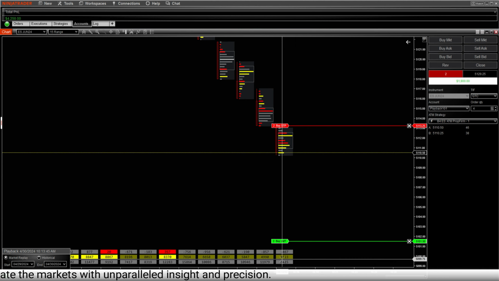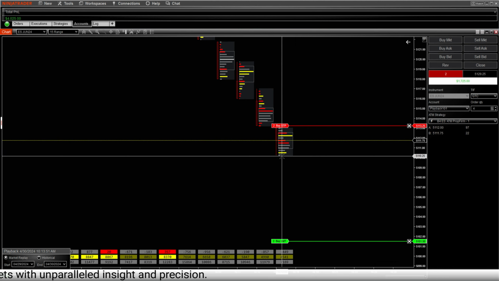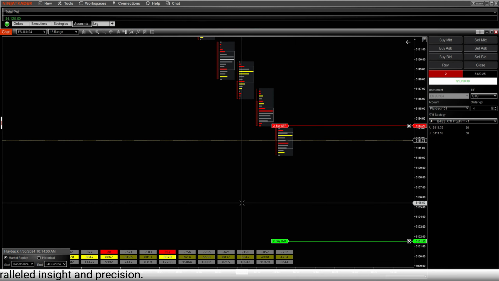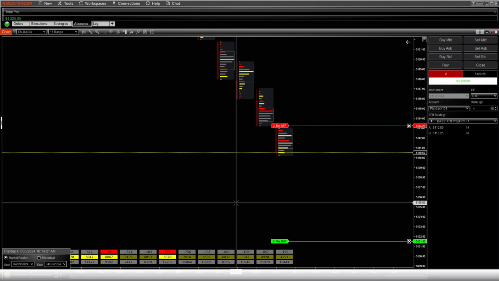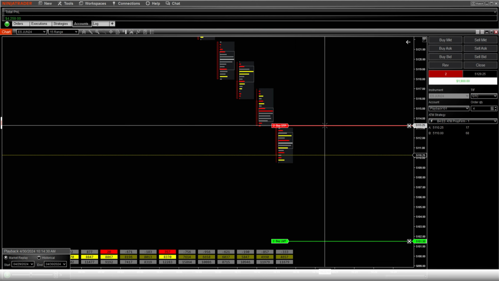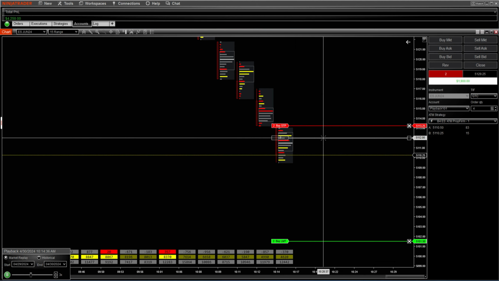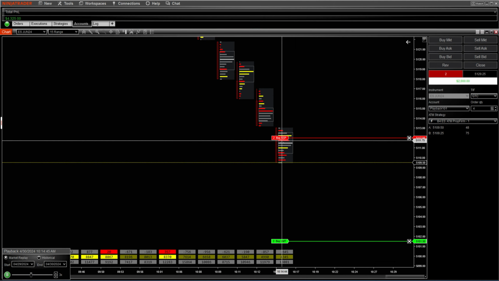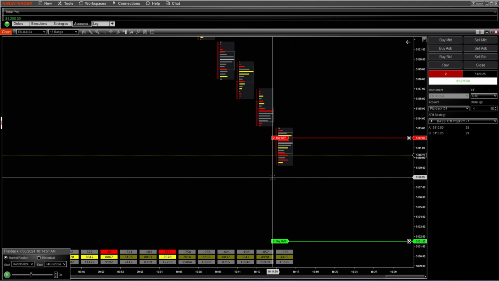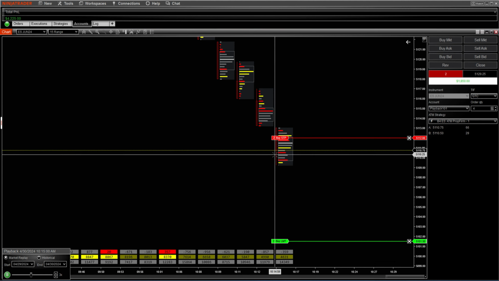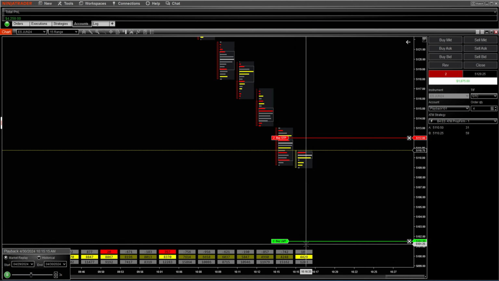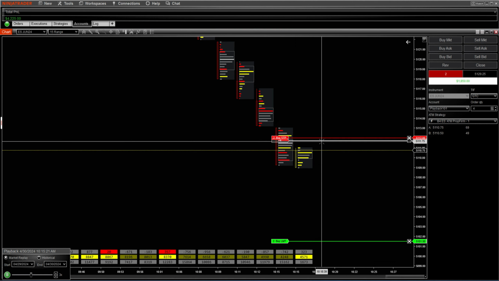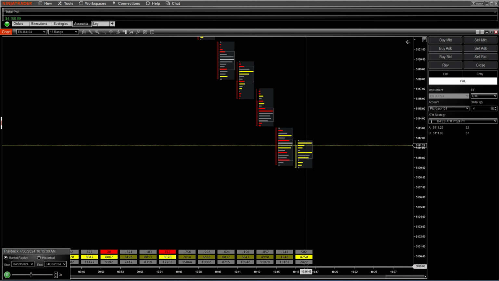Bulls starting to step up here. Got some bulls stepping in, sentiment's changing. Let's go ahead and maximize this position. Boom, that takes us out.